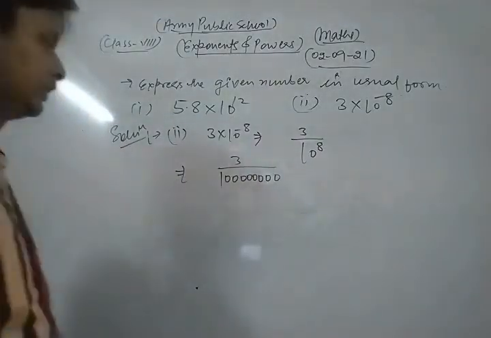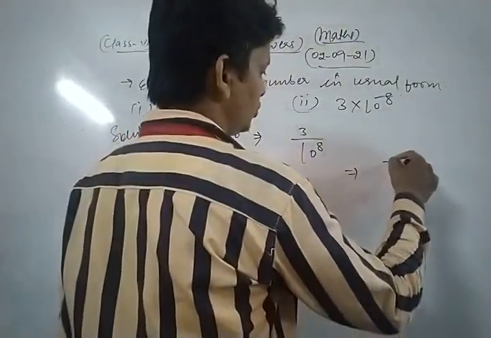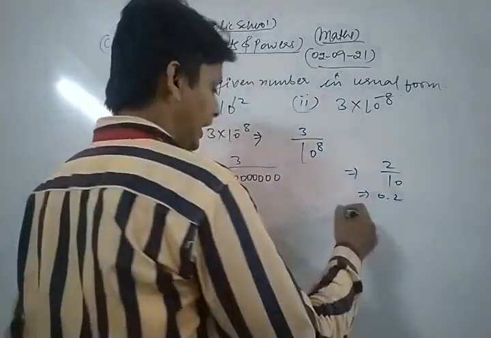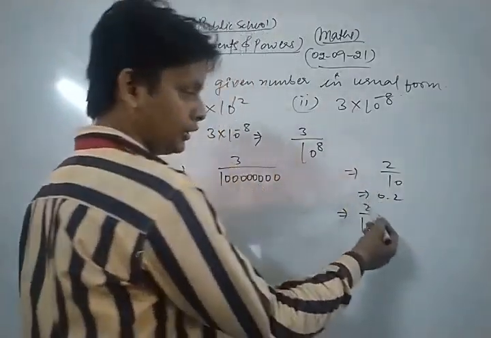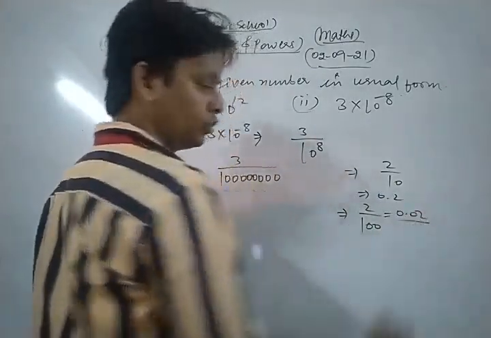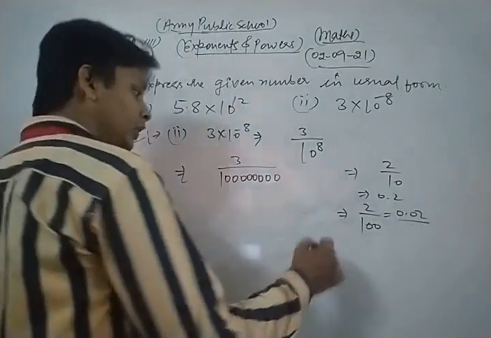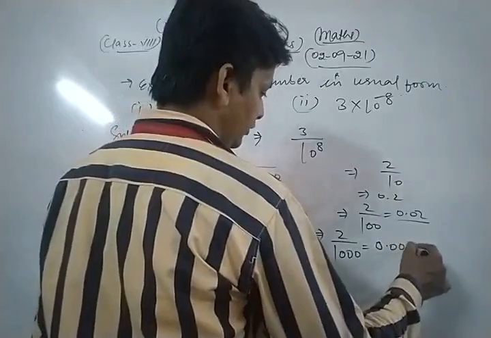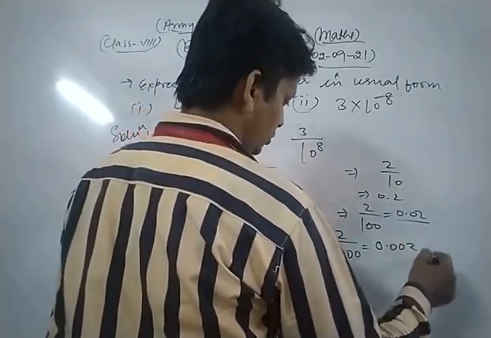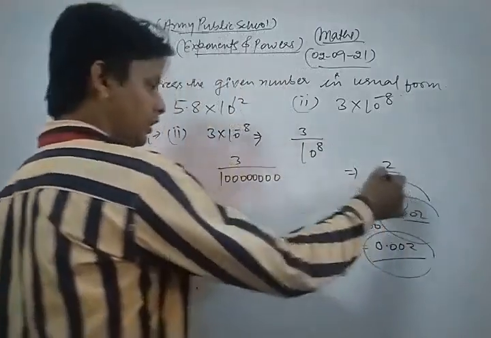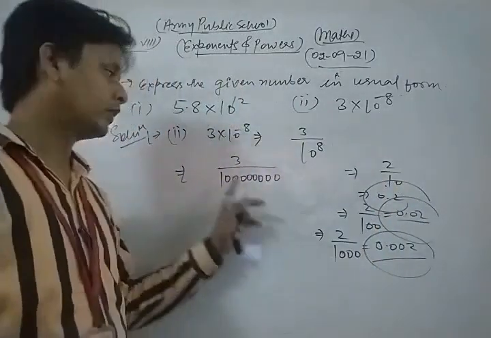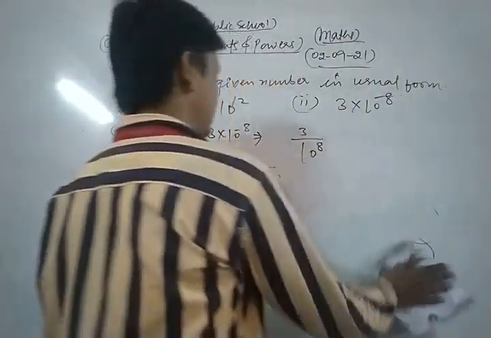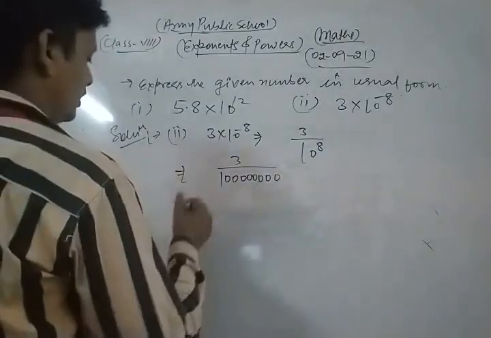So what do I get? You know that if we divide 2 by 10, we write 0.2. The decimal takes one position left. And if we divide 2 by 100, then the decimal takes 2 positions left, meaning 0.02. You know that, right? If we divide 2 by 1000, the decimal takes 3 positions left, that is 0.002. So now here we apply that concept. Here we take the decimal 8 positions left.